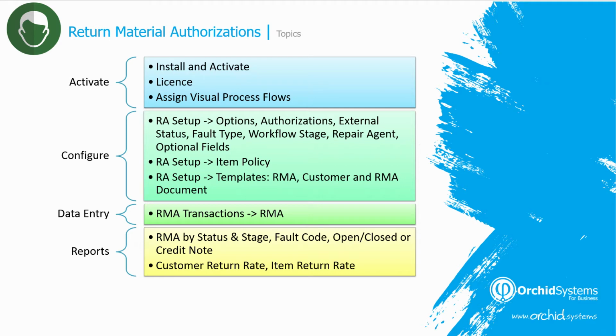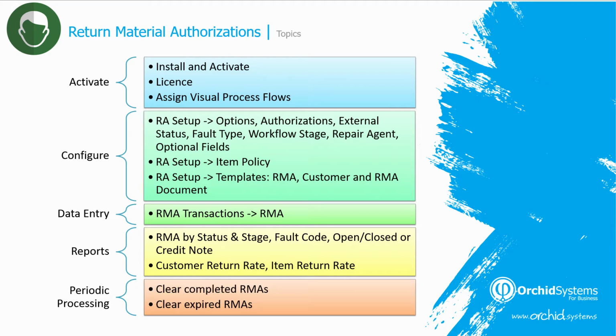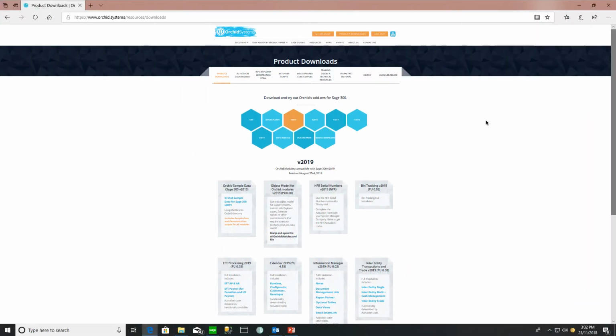Have a look at the reports by stage and status, fault code, open, closed, or credit note. And we'll look at the customer return rate report and the item return rate report. And we'll also look at the periodic processing options, which allows you to clear down completed RMAs and clear down expired RMAs.